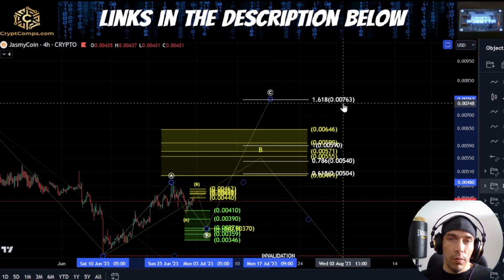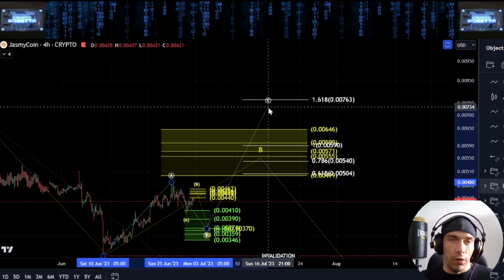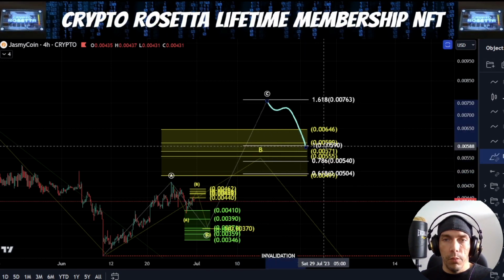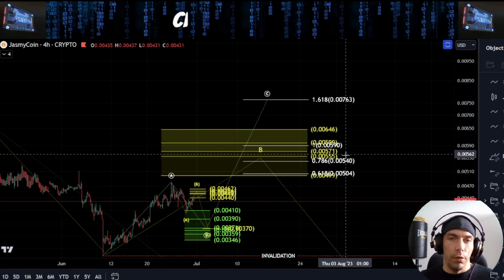If we do see price move up towards the 763, this could mean that we're actually looking to reverse here, though we need to still see confirmation by getting an additional fourth wave, which is typical target would be this 590, before looking for another fifth wave to the upside.